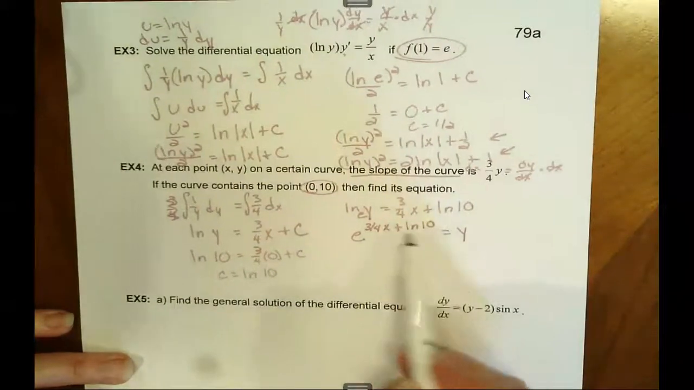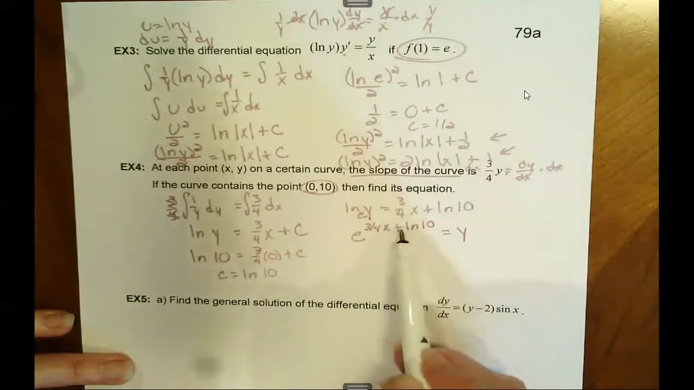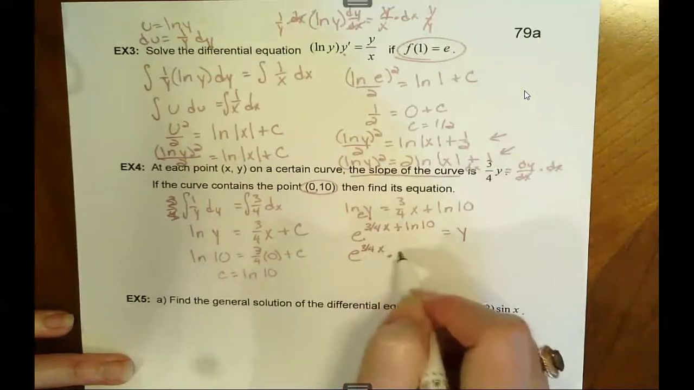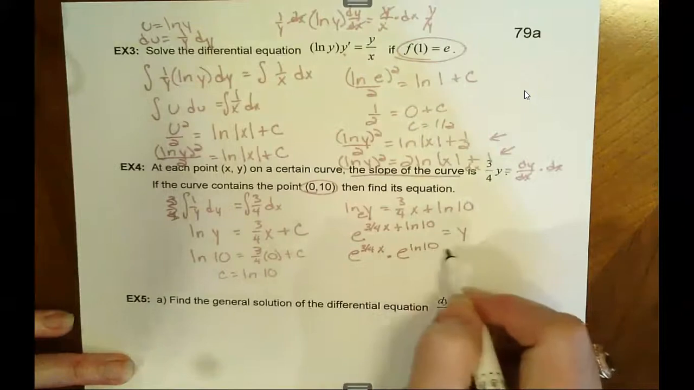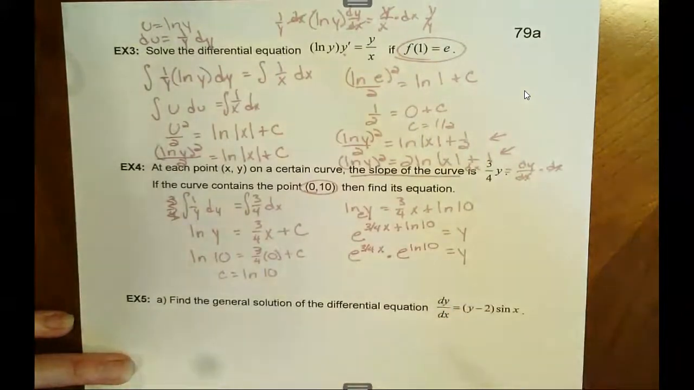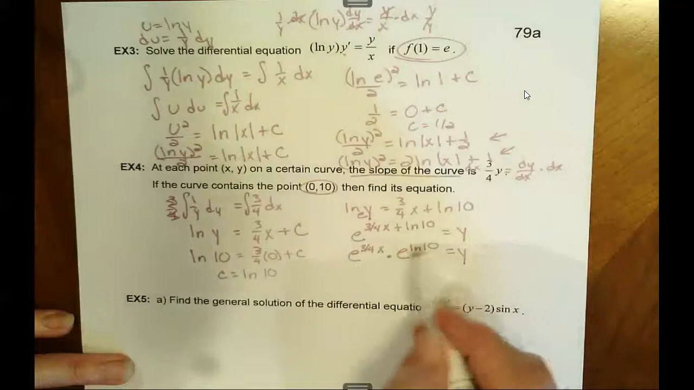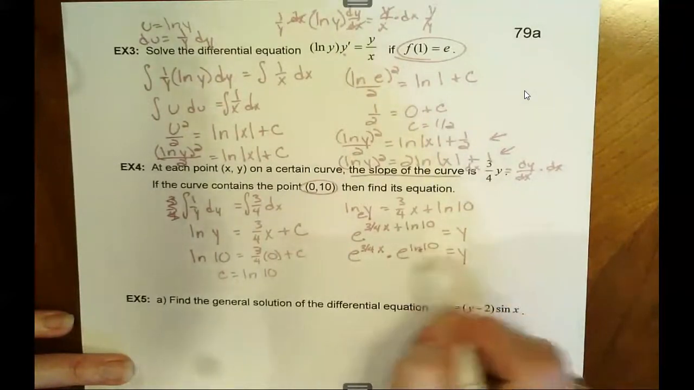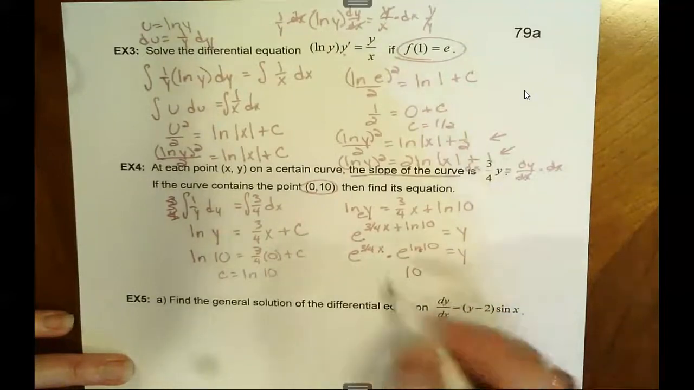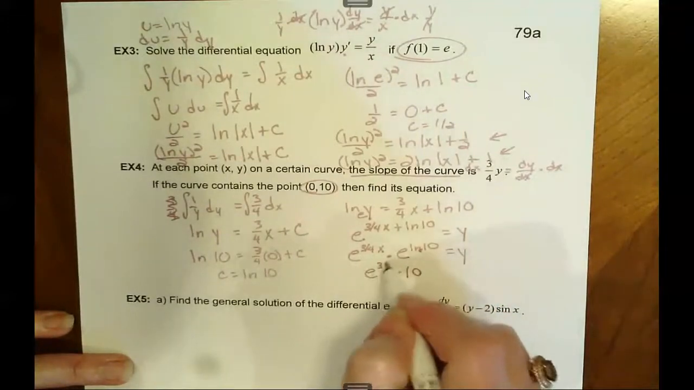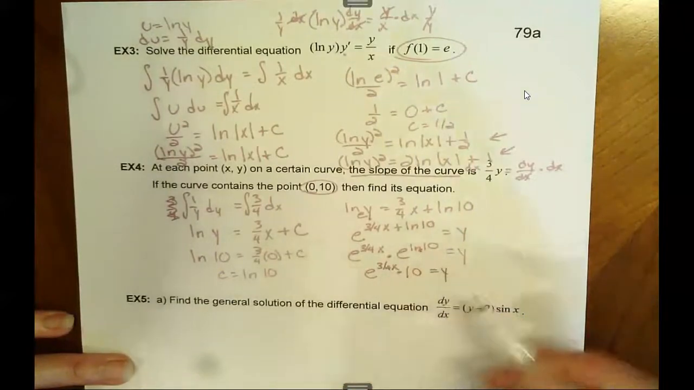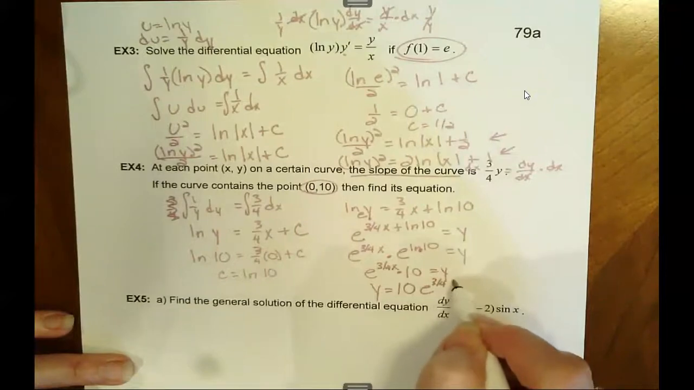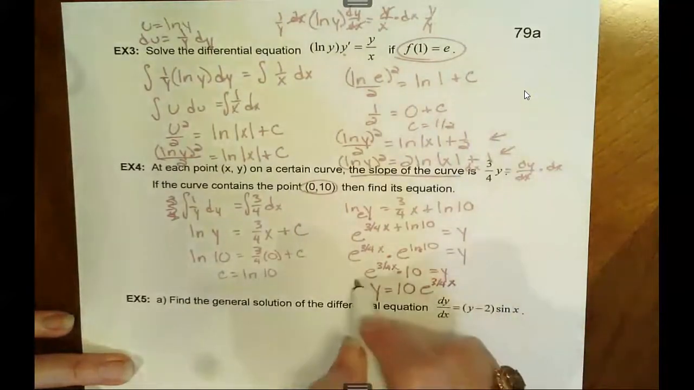Okay, so addition, remember, used to be multiplication. This is e to the 3/4 x times e to the ln 10. And we also know that if the base here and the base of the exponent are the same, this is just going to work out to be 10. This is just 10 times e to the 3/4 x. Or y equals 10 e to the 3/4 x power. That would be our equation.